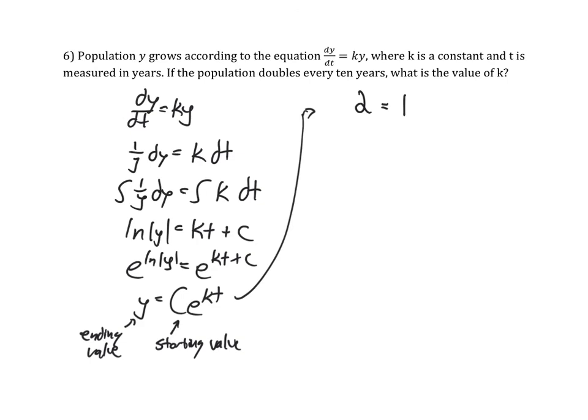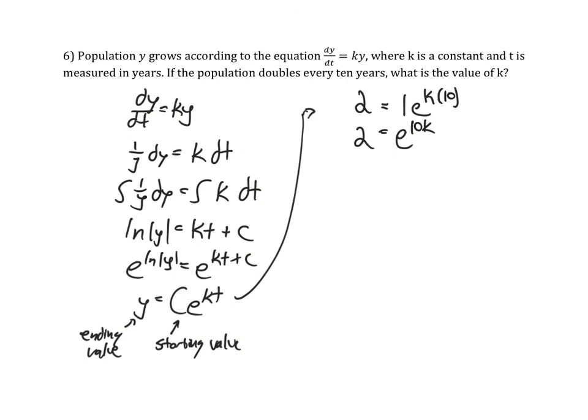Okay, so I can do 2 equals 1 times e to the k. K is what we're solving for. In t, it doubles every 10 years, so t is 10. Now this is all we need to do from here to solve it. It's just going to take a little bit of algebraic skills and some calculators. So if you don't have your calculator, you'll need to grab that out. 2 equals 1 times e to the 10k.